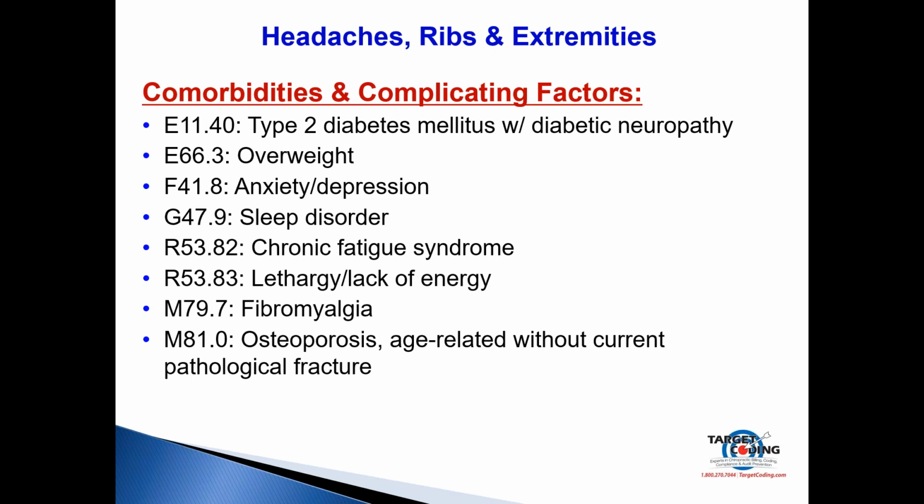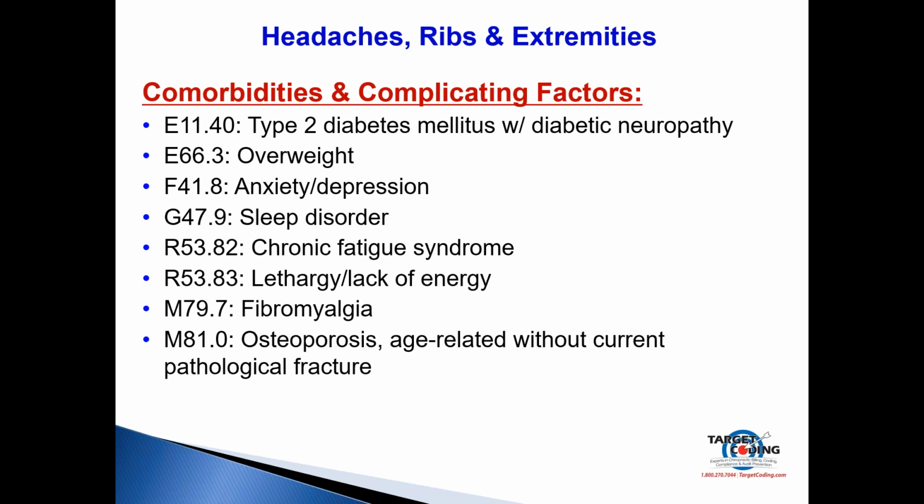Overweight, E66.3, F41.8, anxiety, depression. Look at it this way. Mr. Jones comes into your office. He's got back pain. That's it. Next, Mrs. Williams comes in. She's got back pain, but she's also overweight and is taking medication for anxiety. Mrs. Williams is probably, not definitely, probably going to need more care.